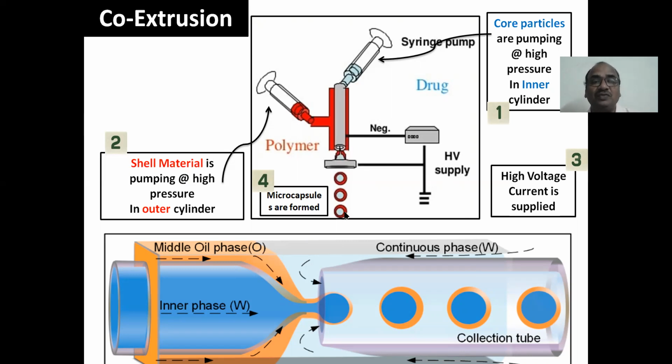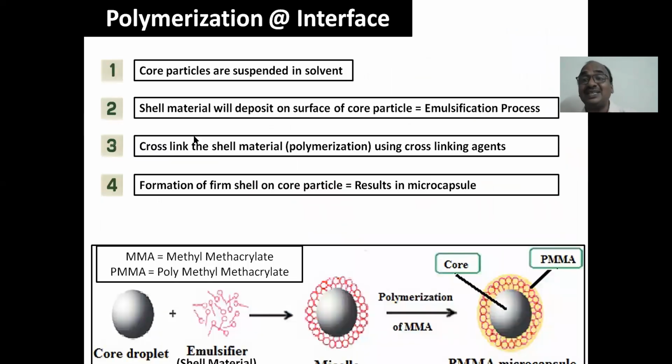So what happens? The microcapsule forms, because the core is at the center part and the shell is at the outer part. Here see, inner phase drug particle, outer phase shell. We are pumping this, and this is also pumped. This is the same diagram. So you can collect beautiful microcapsules from the co-extrusion.